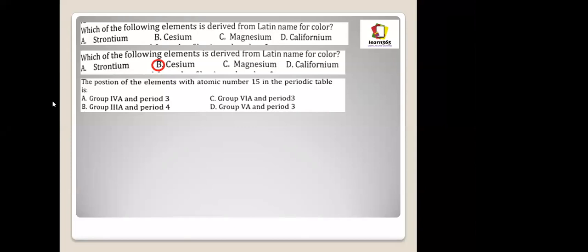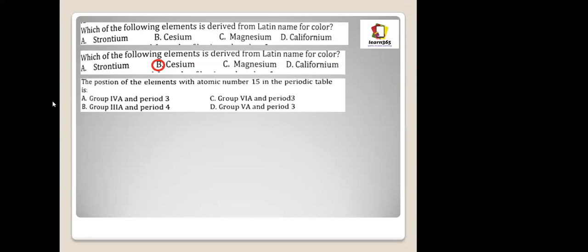The atomic number is 15, and the electron configuration would be 2, 8, 5. So the period would be 3, and then the group would be 5 because it's the last number. Okay. Someone else also wanted to answer.